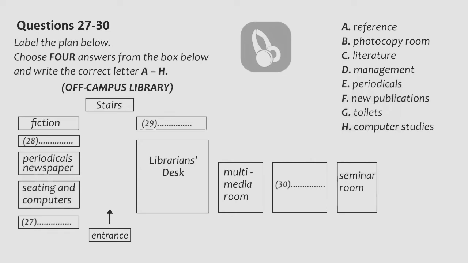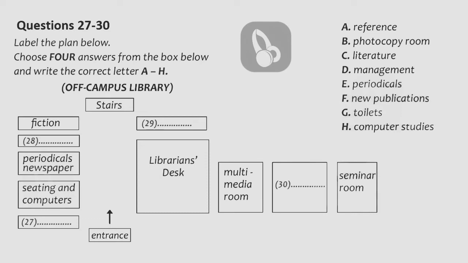Now, what's this? You know, they keep going on at us about how we don't use the off-campus library enough. I suppose this question is to test if we know where things are there. So here's a plan of the library. You use it more than me. I've only been there once, actually.